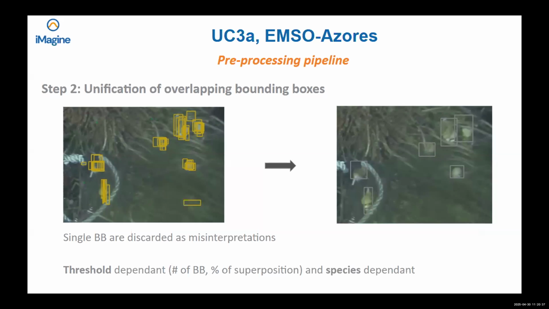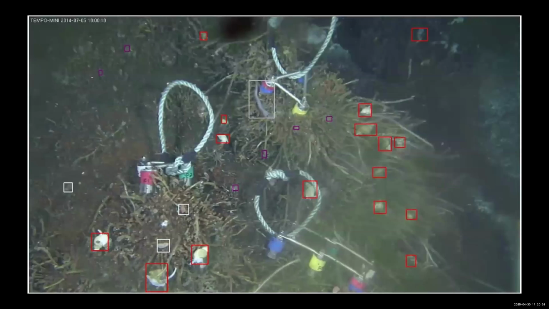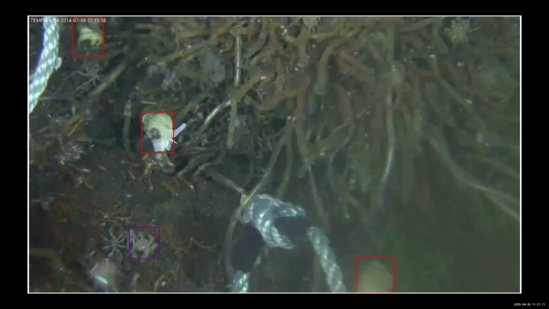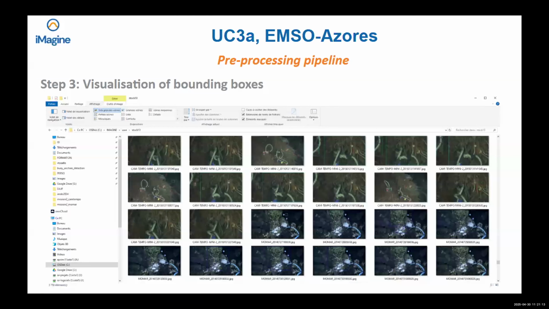And the merging of bounding boxes depends on both the number of available annotations and their overlap percentage. Here you can see that now we only have one bounding box per specimen. Here again on a zoomed image.